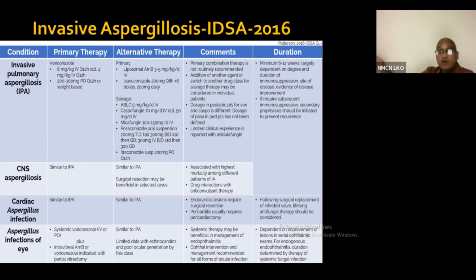Okay. And then there are alternatives. It will always be a liposomal amphotericin B. You see it all everywhere.